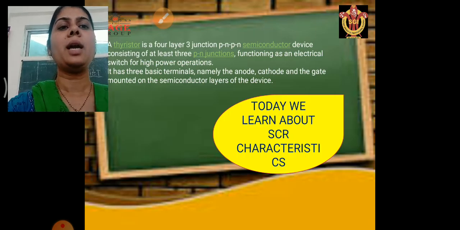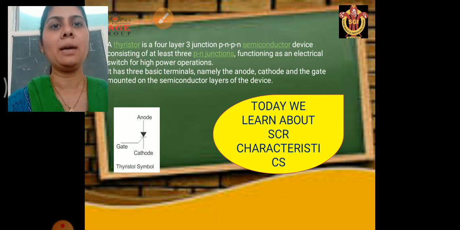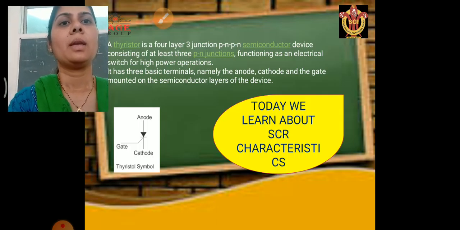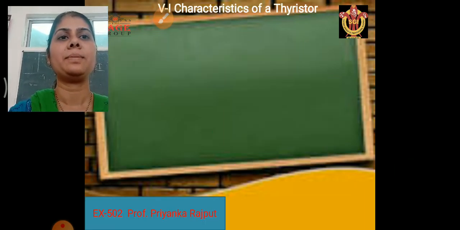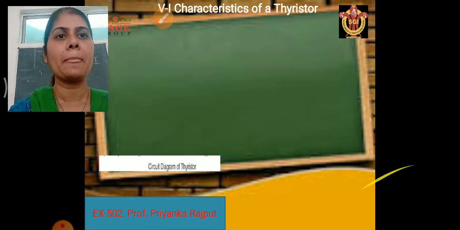Today we will learn about the SCR characteristics. Now, this is the symbol of SCR. As we can see, it has 3 terminals: anode, cathode and gate. Now, the VI characteristic of SCR.